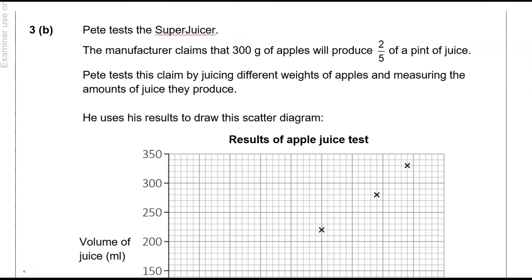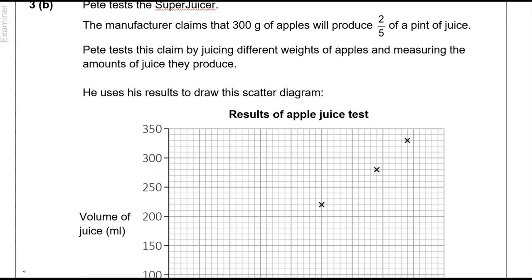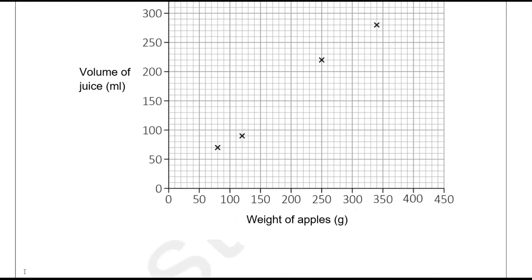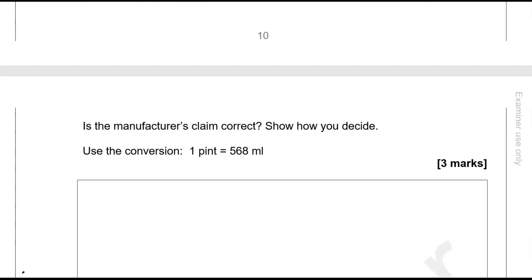Pete tests the super juicer. The manufacturer claims that 300 grams of apples will produce 2/5 of a pint of juice. Pete tests this claim by juicing different weights of apples and measuring the amount of juice they produce. He uses his results to draw the scatter diagram. Is the manufacturer's claim correct? Show how you decide. Use the conversion 1 pint equals 568 milliliters.